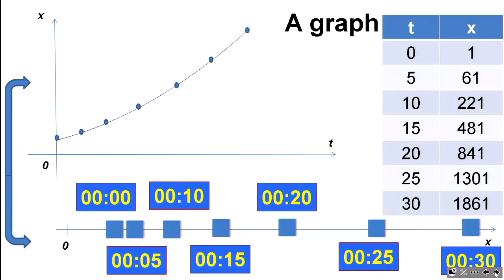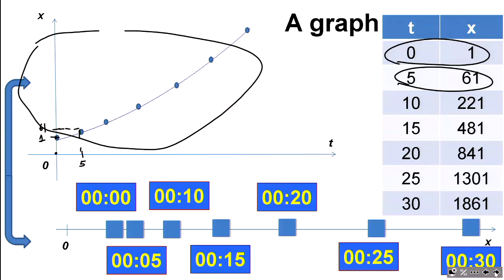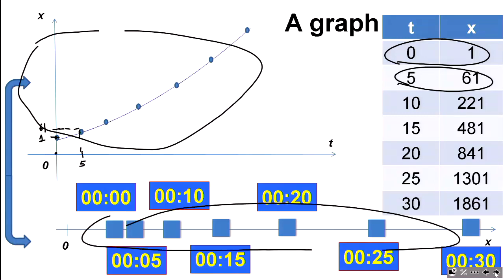So here, how do we do it? Well, t is supposed to be equal to 0, x is supposed to be equal to 1. This dot represents this reading. 61. Time is supposed to be equal to 5. It's not to scale. 61. This dot represents this reading. Now this is a graph, an abstract mathematical object. This is a set of photographs, what we really see. And they are related by this chart.